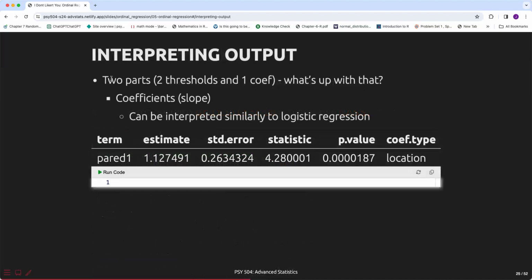So as I said, two parts, two thresholds, one coefficient. What's up with that? Luckily, the coefficients that we get can be interpreted similarly to a logistic regression, right? We're using that logit link. This is the estimate, and it is statistically significant. The estimate is 1.13. So let's go ahead and interpret that estimate here.